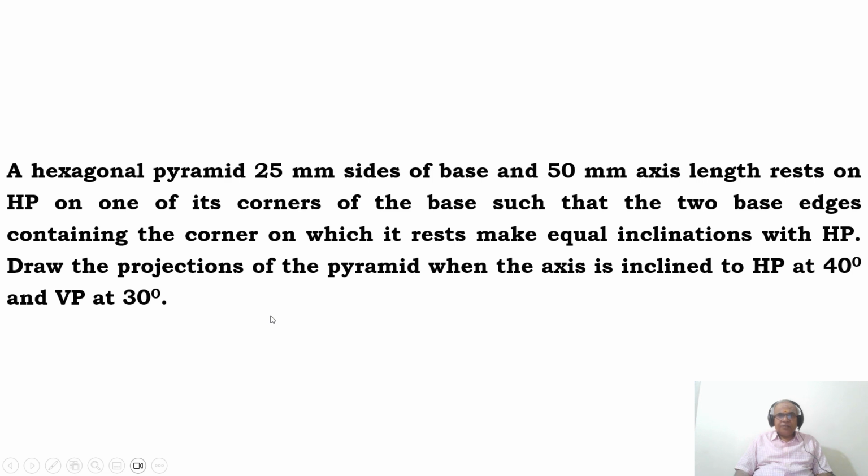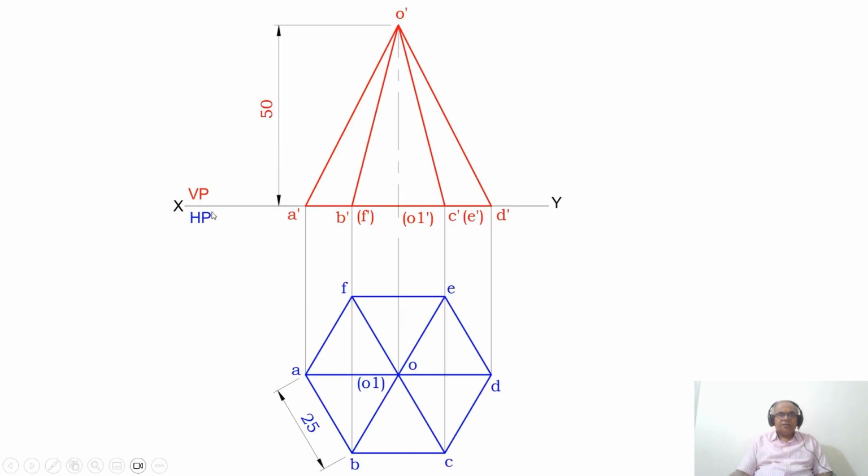So first let us take the initial position, the horizontal position. We can see that two of the base edges containing the corner on which the solid rests make equal inclination. That means you can see the points A and D. Both, if you draw a vertical projector on these two, you can see the equal inclination. The inclination made by the line AF with respect to the vertical and the inclination made by AB with respect to the vertical will be equal. Similarly, the inclination made by the lines DE and CD with respect to the vertical will be equal. So that is the meaning of that.